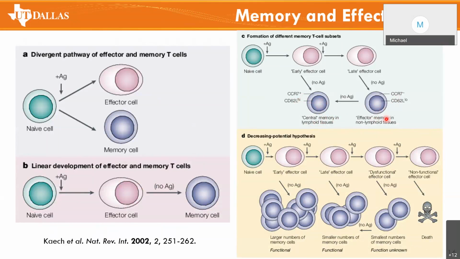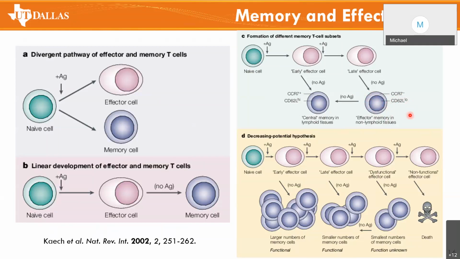Effector memory cells, since they're CCR7 negative and CD62L low, tend to reside in the tissues where the infection occurred, and they are also able to migrate and stay in the circulatory system, basically monitoring and being prepared if there's a second infection. Is that what you're asking, and does that answer your question?